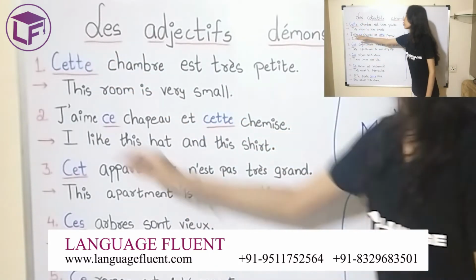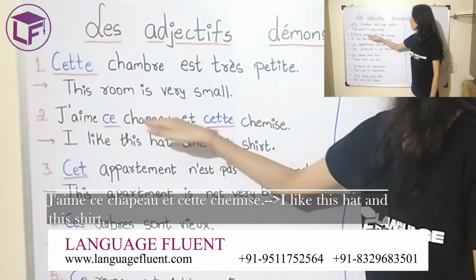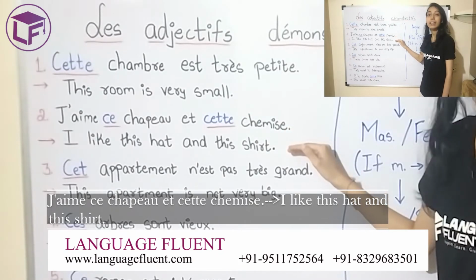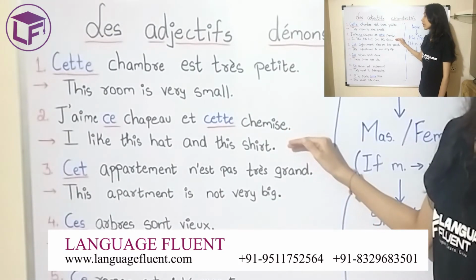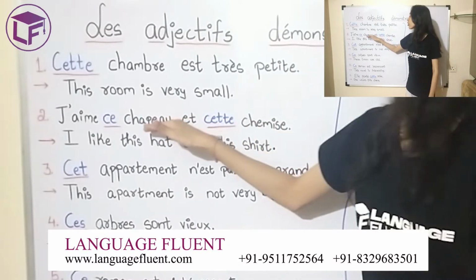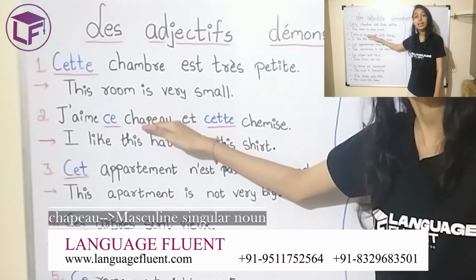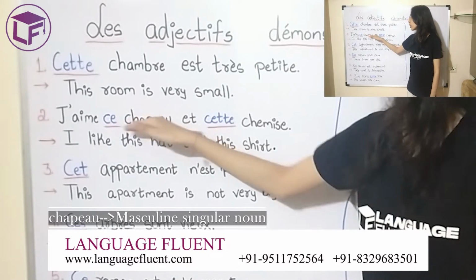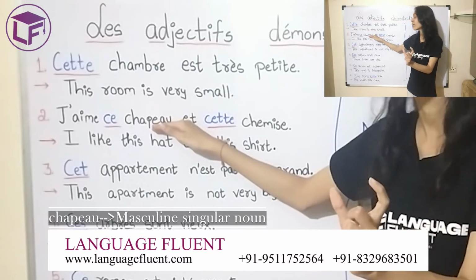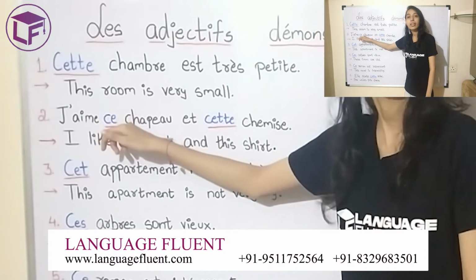The second one is "J'aime ce chapeau et cette chemise", which means I like this hat and this shirt. Here, what are the nouns? We have chapeau and chemise. So here, chapeau. What is the gender? Chapeau is a masculine noun. And what is the number? Chapeau over here is singular noun. So it becomes masculine singular noun. And it starts with consonant. So we write C-E, ce.